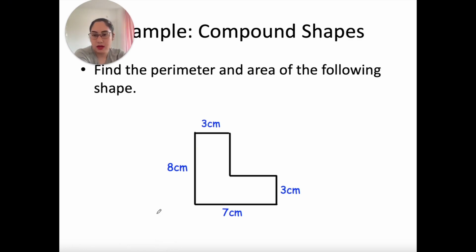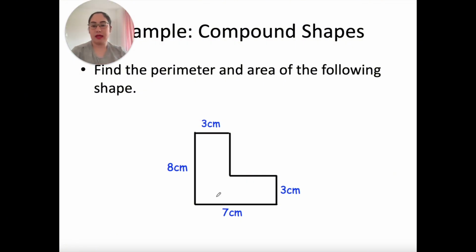Right, we've got a compound shape here. Now a compound shape is basically an odd shape. That is, we can simplify the shape by splitting it into shapes that make more sense to us, into two squares, a square and a rectangle, or two triangles. It could be a combination of things. So here, we can split it up and find it in that sense. It says find the perimeter and the area of the following shape.